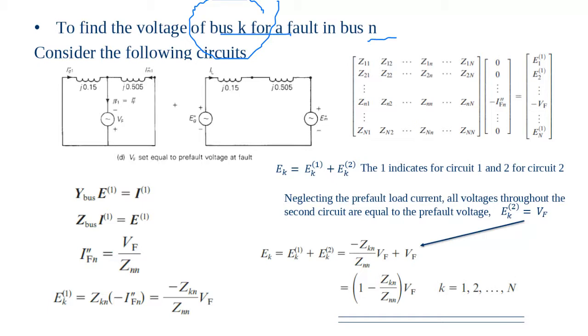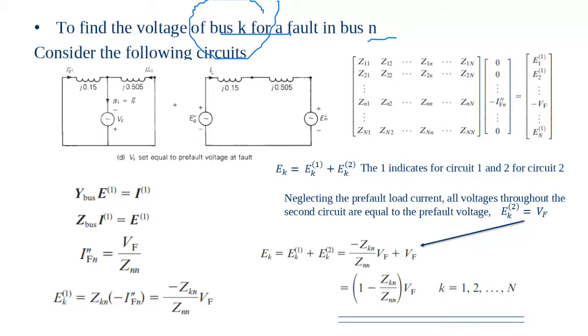Remember, when a fault happens at a certain bus, other voltages will also be affected because this is an integrated system. The system is connected together. Buses are connected. So when a fault happens at a bus, other buses will also be affected, and the voltage will be reduced at the other buses. The voltage will be reduced when a fault happens at any bus.